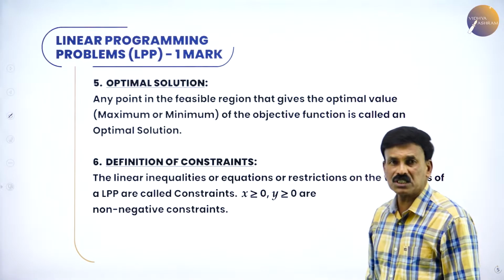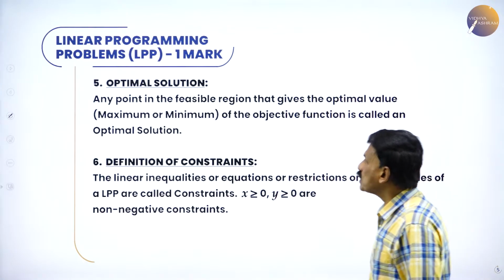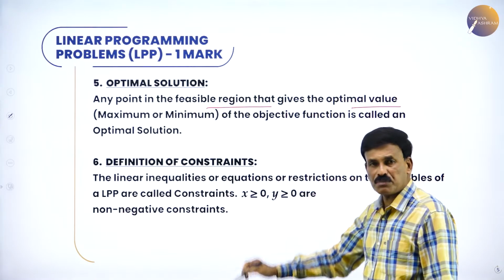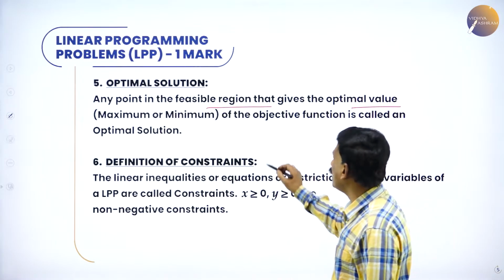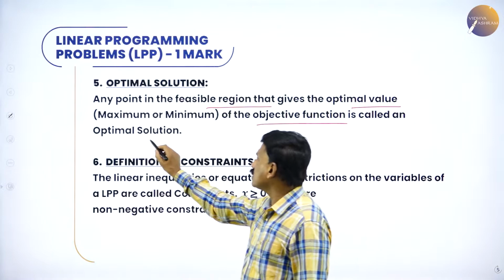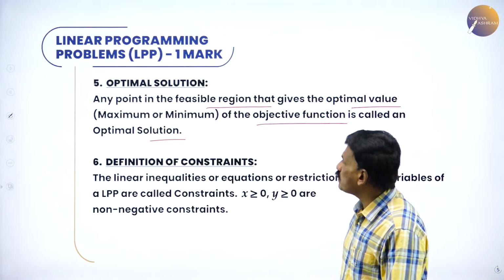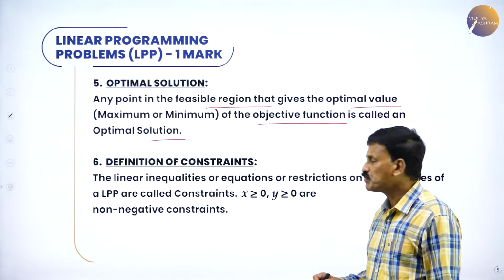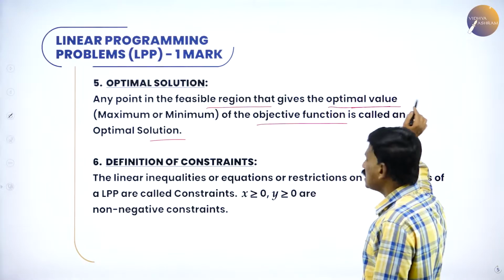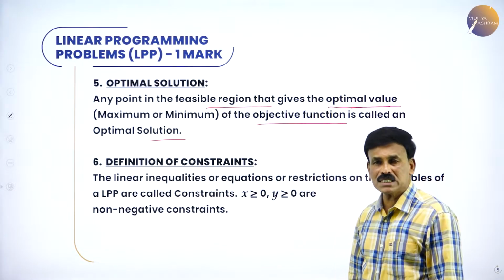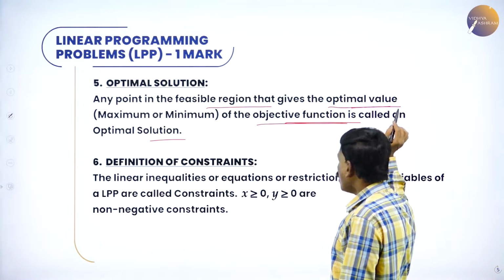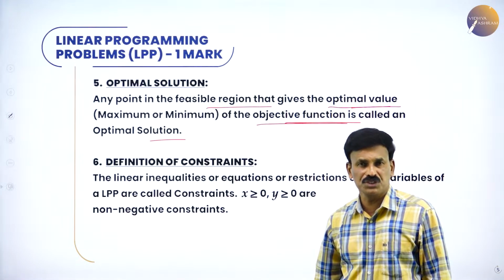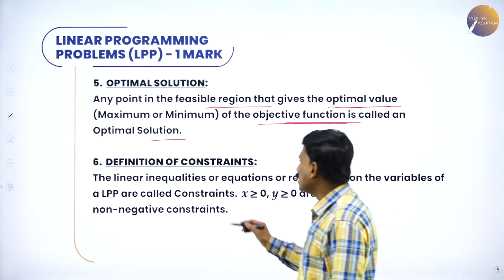Now let us come to the next definition, optimal solution. Any point in the feasible region that gives the optimal value. Here, what is the optimal value? The maximum or minimum value of the objective function. The optimal solution is nothing but any point on the feasible region that gives the optimal value, that means that gives a maximum or minimum value of the objective function. Now, next definition of constraint.